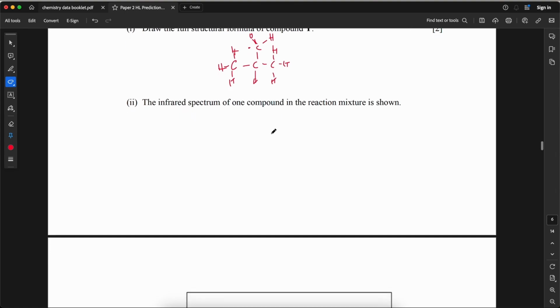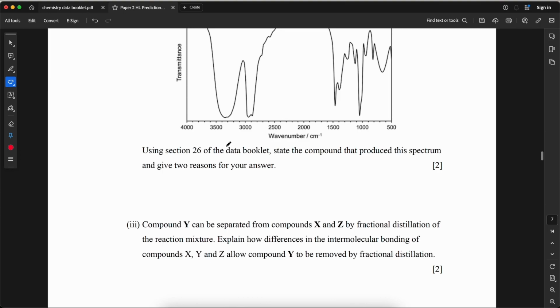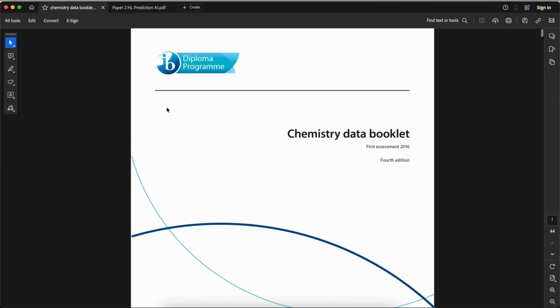The infrared spectrum of one compound in the reaction mixture is shown. Using section 26 of the data booklet, state the compound that produced this spectrum and give 2 reasons for your answer. So around this, which is OH, OH is present at 3,200 to 3,600 centimeter to the power -1 because it's OH.